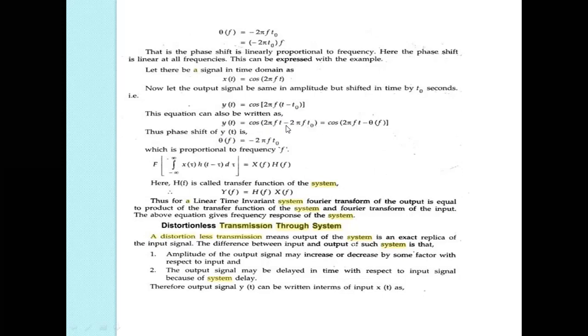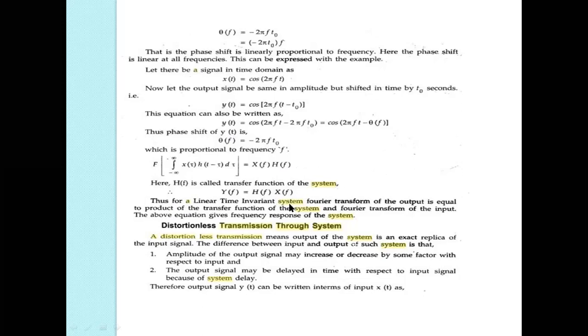So in cos of 2 pi f t minus 2 pi f t naught, the second term is nothing but theta of f. Okay, my dear students. Thus, the phase shift theta of f is equal to minus 2 pi f t naught, which is proportional to the frequency. The Fourier transformation of the convolution is equal to x of f into h of f. Here, h of t is the transfer function of the system. Y of f is equal to h of f into x of f.